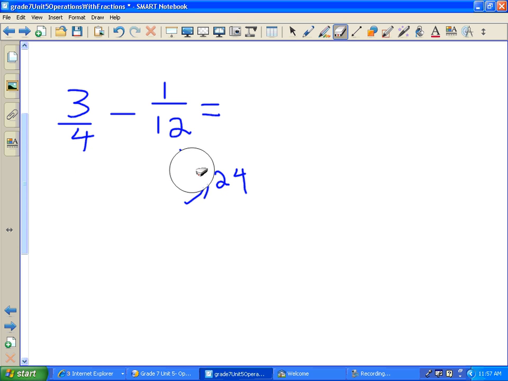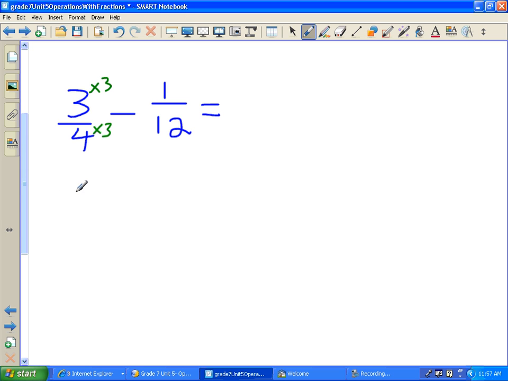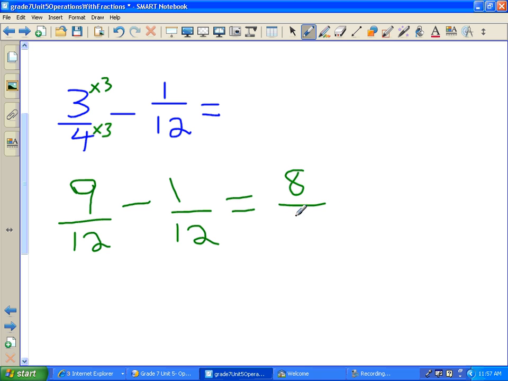So let's go ahead and do that. And I will go and times this by 3. So I'd better do the same with the top to make an equivalent fraction, that is 9/12. Now I'll subtract 1/12, and I will be left with 8/12. Now, we could leave it like that, but is there something we can reduce each number by? Can we divide each one of these by something in order to make it smaller?